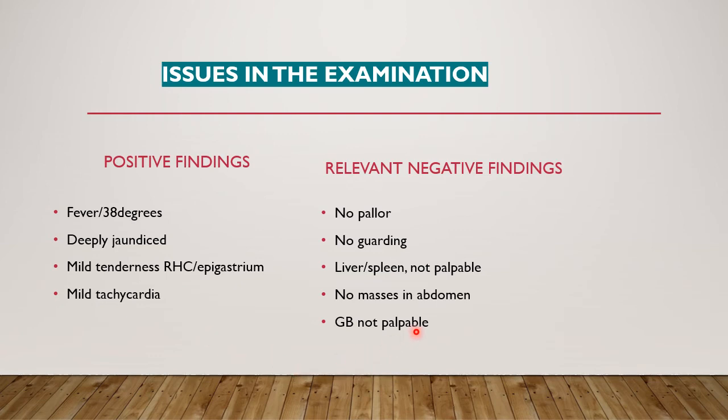As for the relevant negative findings, there's no pallor, there's no guarding, the rest of the abdomen is quite soft and non-tender, the liver and spleen are not palpable, and the gallbladder is also not palpable.